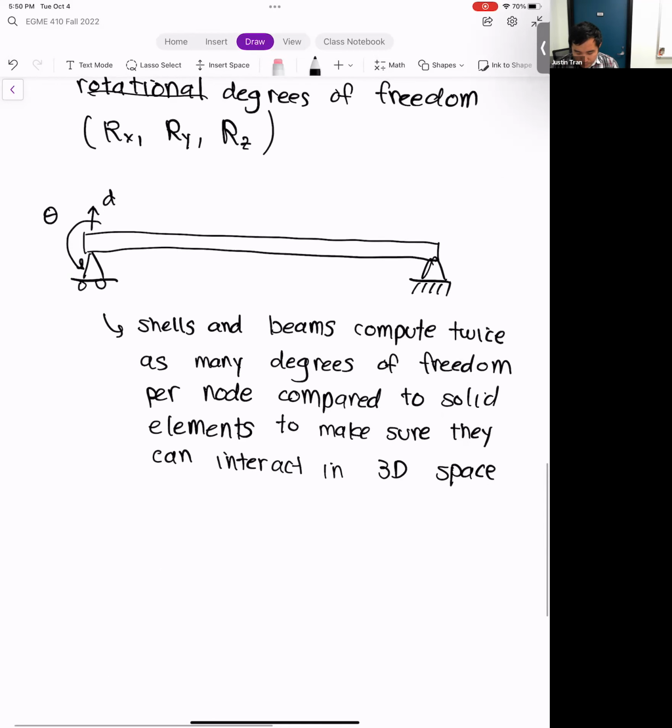And so you may be asking, why is it that we want to use shells and beams when it seems like we have to do twice the amount of work, right? If the amount of things that we're computing per node is twice as many for shells and beams, then why are we even using them in the first place? Why don't we just use solid elements if we're going to do less work? Remember, shells and beams are efficient whenever the geometry allows them to be.